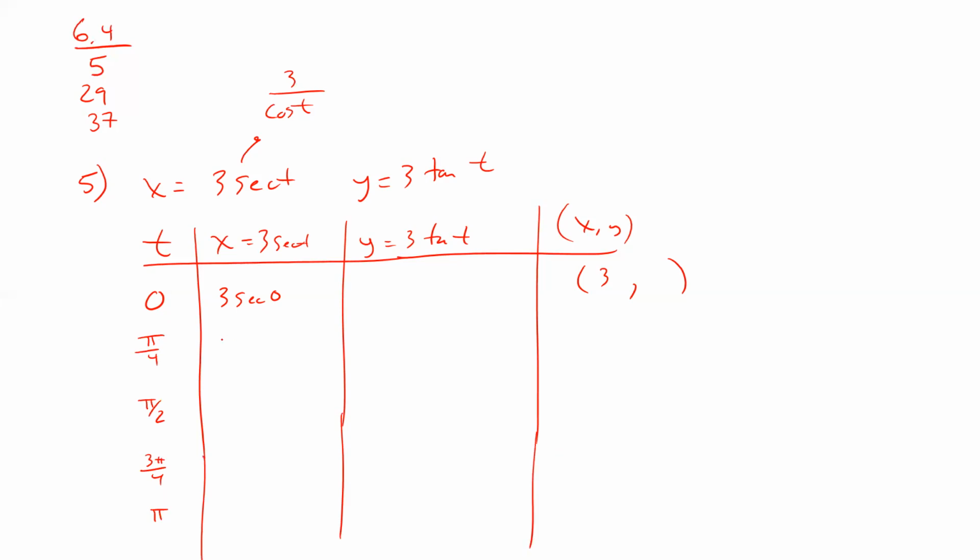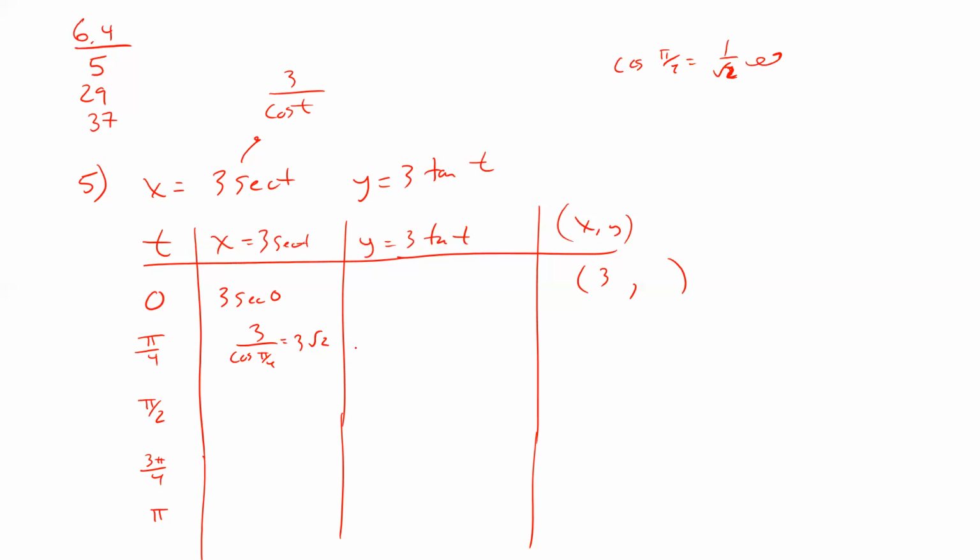Adrian, all yours here. I need pi over 4. So 3 secant pi over 4, but I want to write it as cosine almost. I want to write it like this, just easier. Cosine pi over 4. Oh, 1 over cosine. Well, yeah. Reciprocal. So cosine of pi over 4 is 1 over root 2. So flip it around, it'll be 3 root 2.